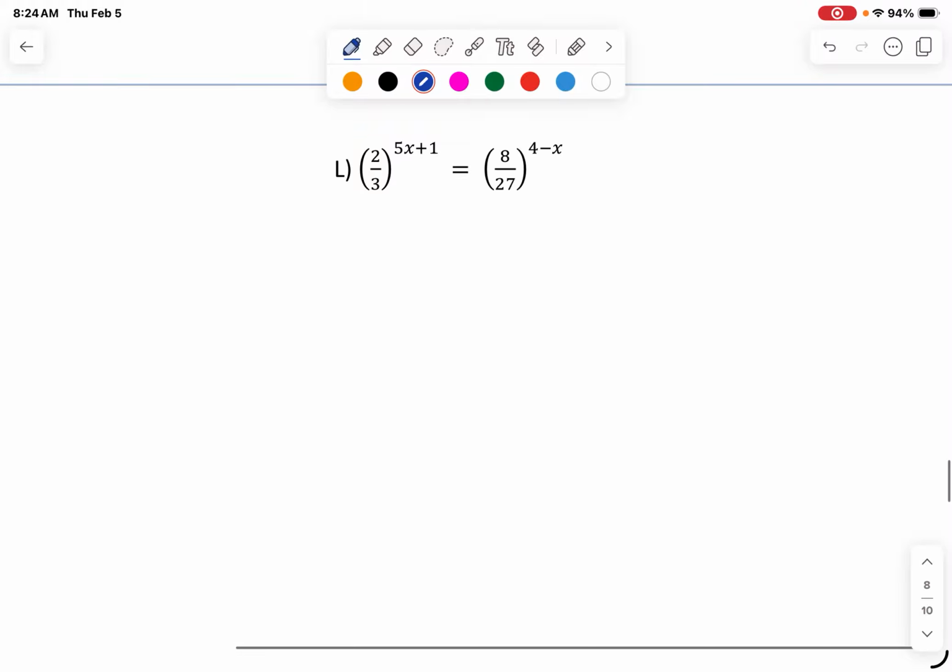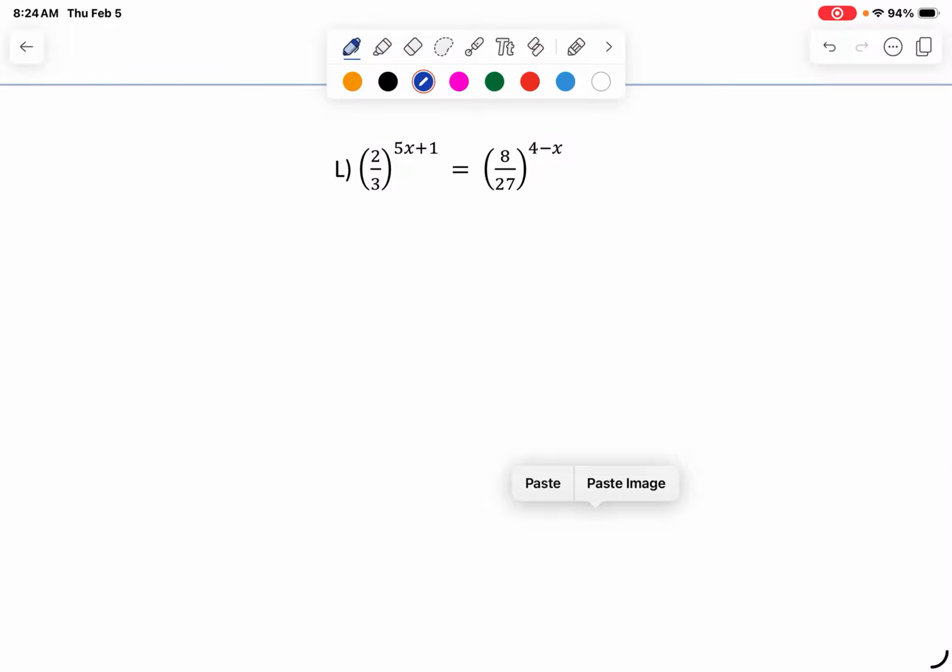Okay, next one. 2/3 is your base, 8/27 is your base. So I can rewrite, if we separate numerators and denominators here, the numerator is a base of 2, the numerator is a base of 8. I can rewrite 8 as 2 cubed. Numerator is a base of 3, denominator is a base of 27. I can rewrite 27 as 3 cubed. So I can rewrite this as 2/3 cubed. So we have 2/3 to the 5x plus 1 is equal to 2/3 cubed to the 4 minus x.